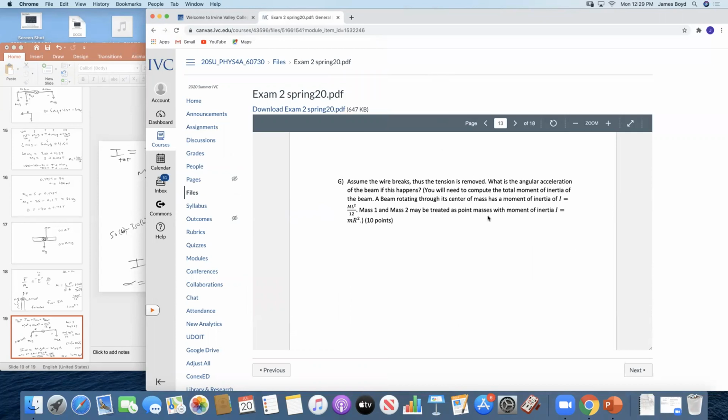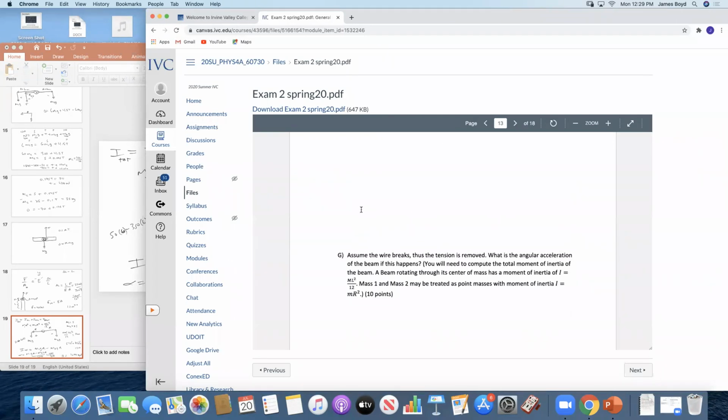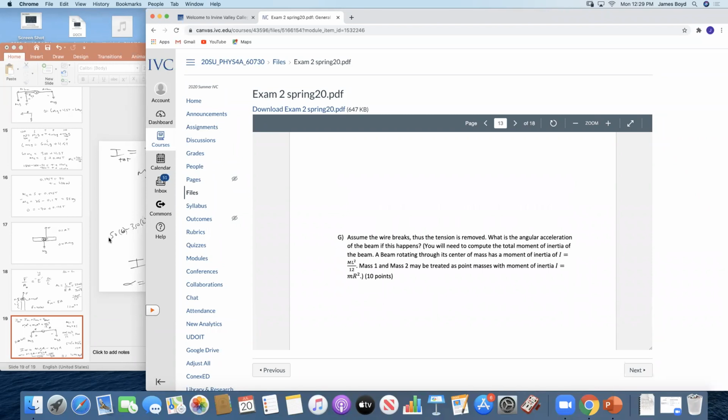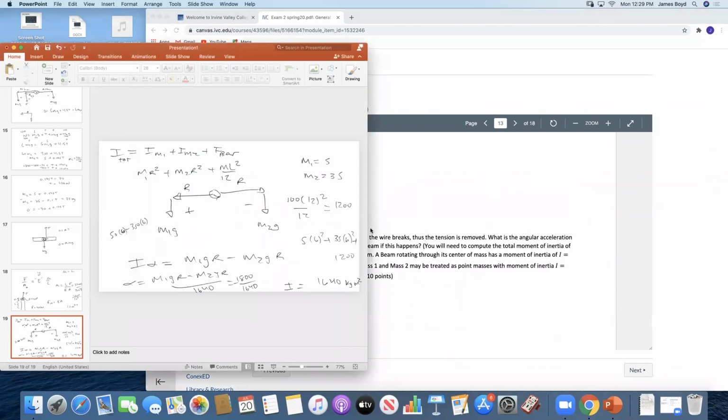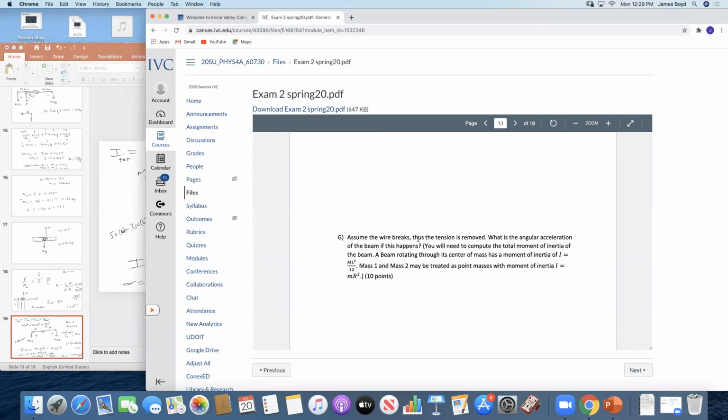Once you find it, it tells you though, notice, it tells you that I for the beam at the center is M L squared over 12, and to treat each of the masses as M R squared. So you just need to know to add them all together and to figure out what L and R are, really. And once you do that, as long as you know how to write a torque diagram, it's pretty fast to calculate. If you don't, you're going to be just lost and floundering around, right?